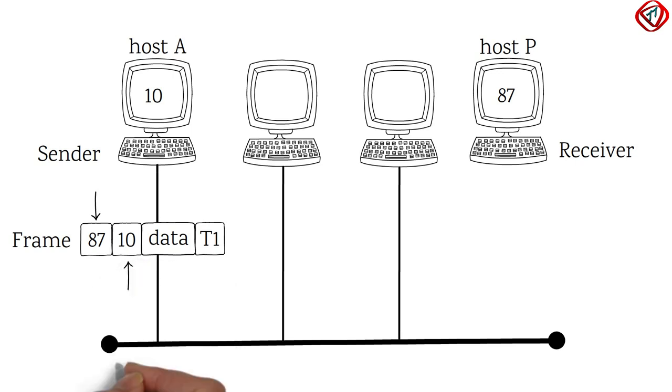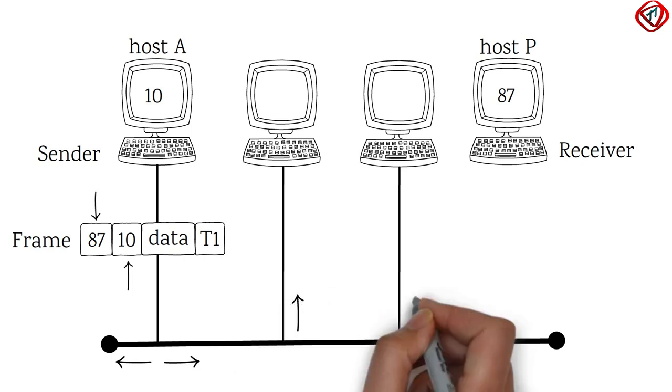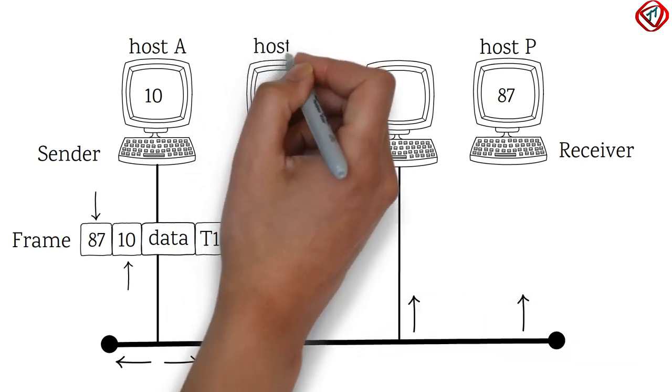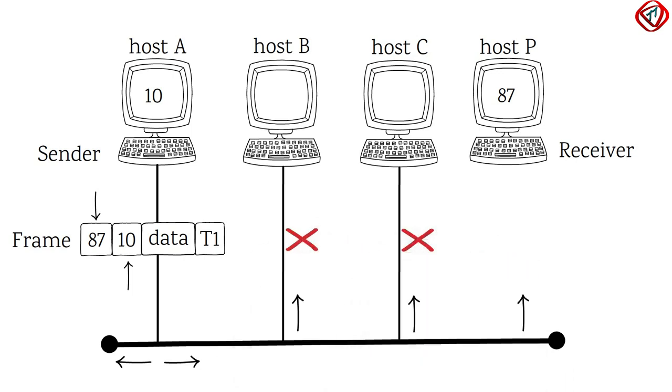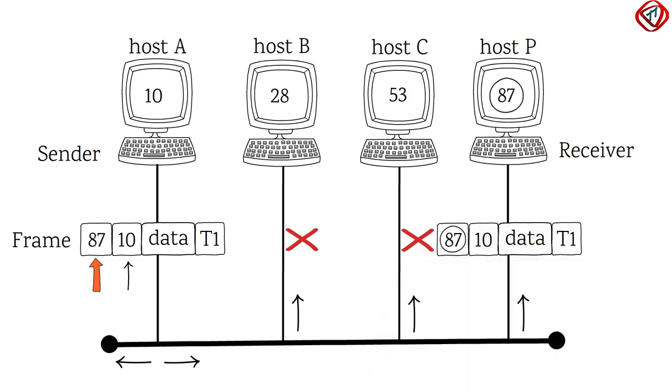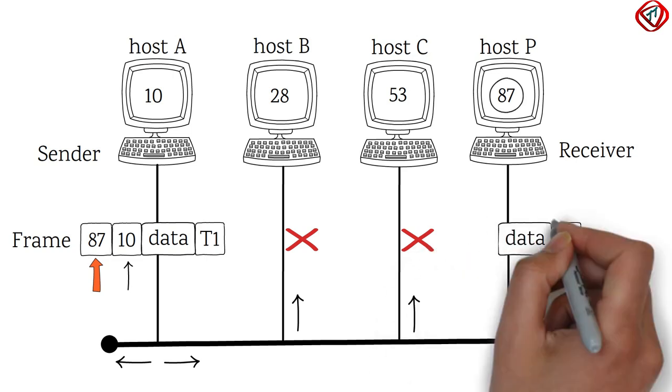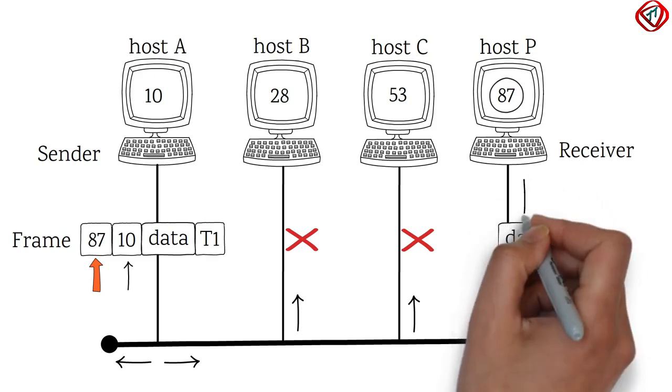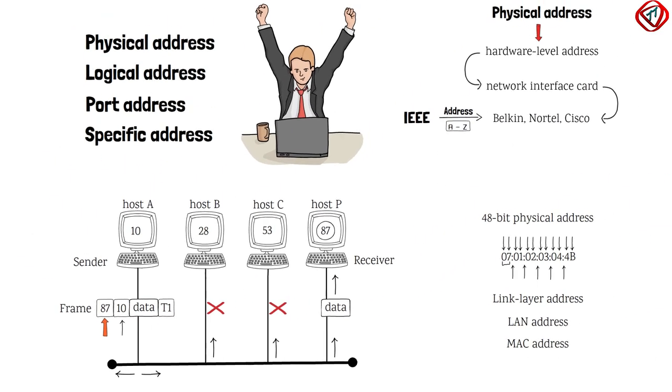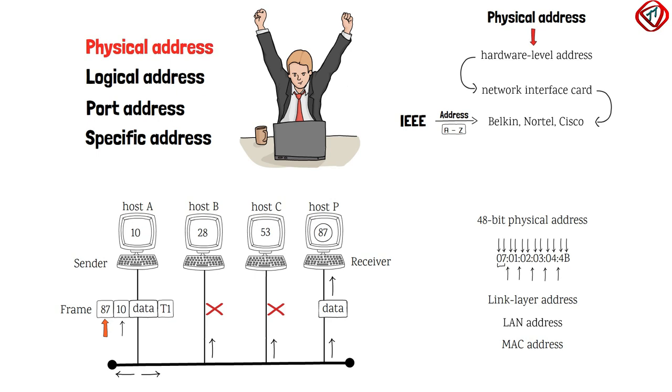Note that in a frame, the destination physical address comes before the source physical address. The transmitted frame then propagates in both directions. The frame moved to the left dies at the cable termination, while the one moved to the right is received by all connected hosts. Host B and C drop the frame because the destination address does not match their physical addresses. However, host P finds a match, so it drops the header and the trailer from the frame and delivers data to the upper layers. Therefore, physical addresses help to deliver data to the correct destination device within a network.